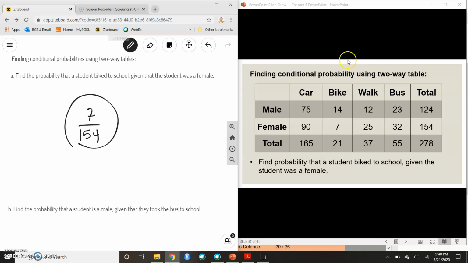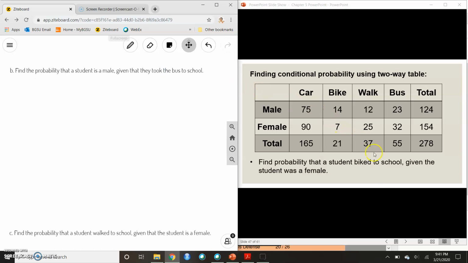So I'm just going to go ahead and briefly explain how we found that again. Here, our given condition is that the student is a female. So female total becomes our denominator because we're looking specifically at female students. Out of these 154, 7 of them biked to school, which is how we obtained our answer over here.